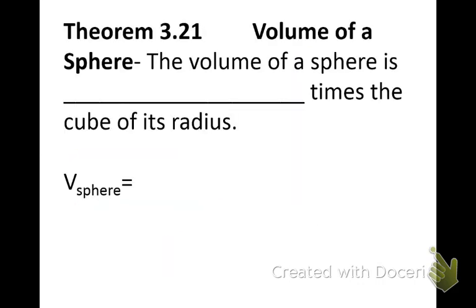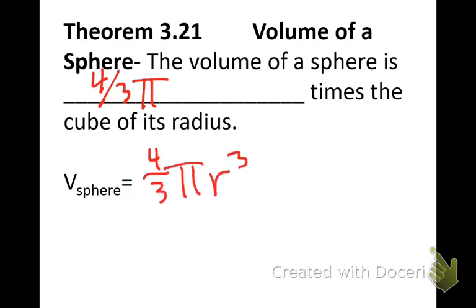Volume of a sphere. The volume of a sphere is 4/3 pi times the cube of its radius. So the volume of a sphere is 4/3 pi r cubed.